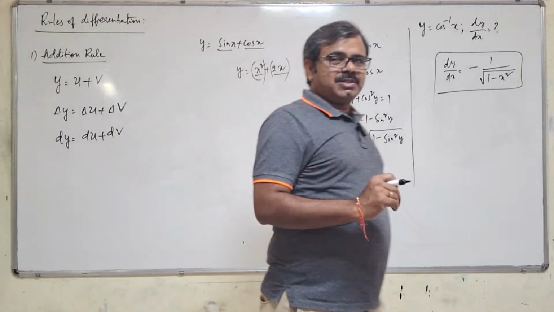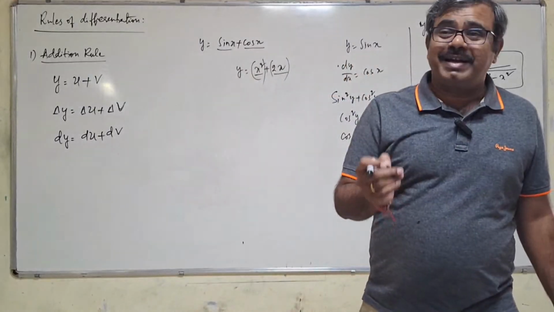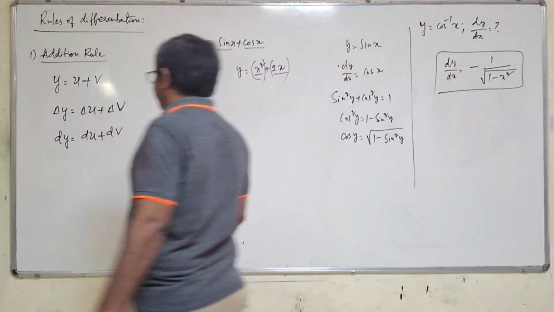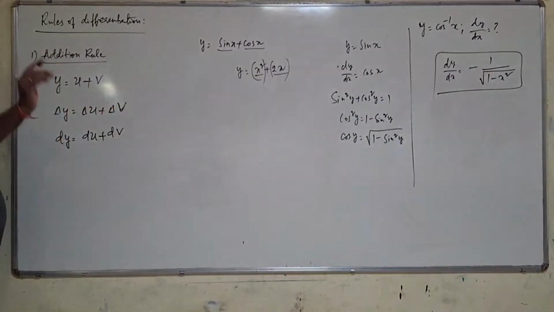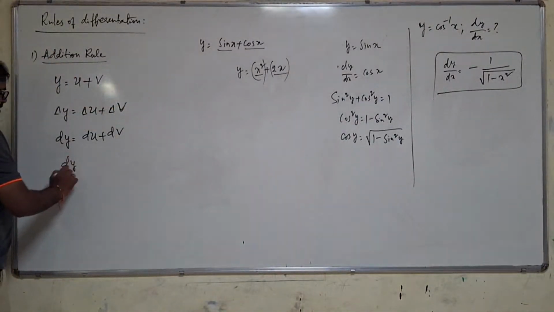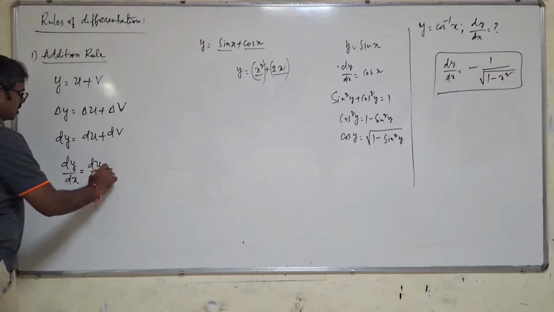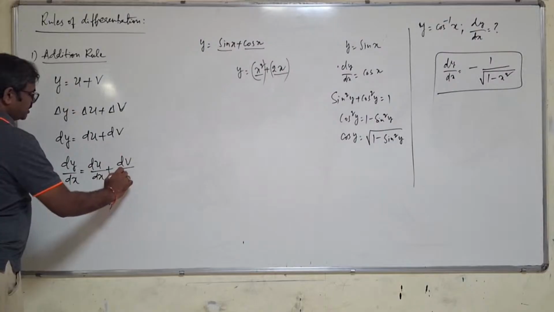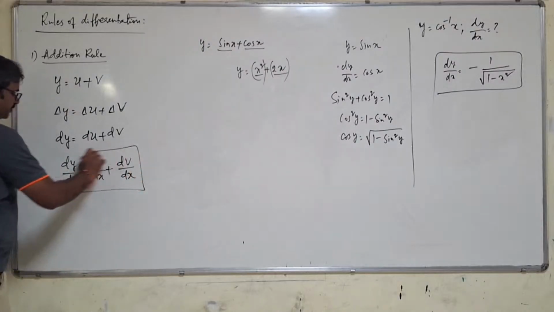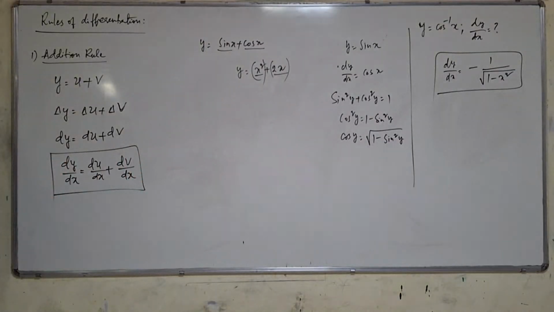We are talking about small change in y with respect to what? X. So what should I write here? If I multiply with dx in the denominator, can I get dy by dx is equal to du by dx plus dv by dx? You understand this? This is the addition rule.